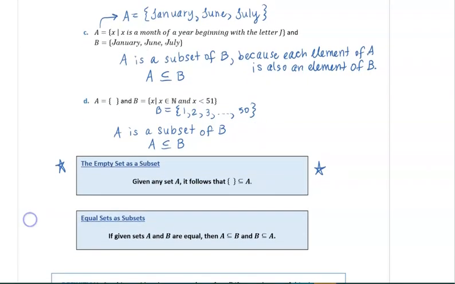And as I mentioned when covering part C, equal sets as subsets: if given sets A and B are equal, then A is a subset of B and B is also a subset of A.